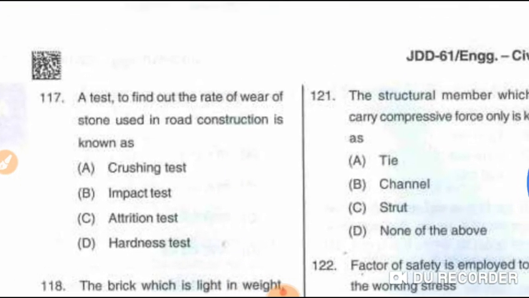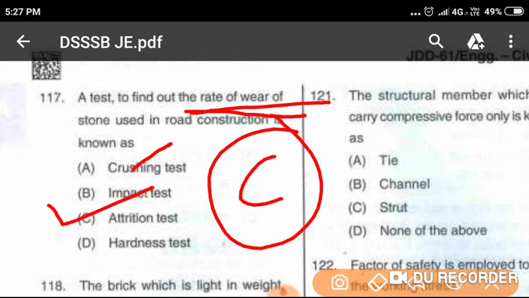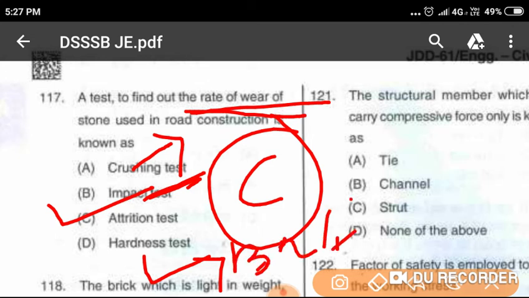117. A test to find out the rate of wear of stone used in road construction. The test for rate of wear of stone in road construction is the attrition test, so option C is the correct answer. Option A crushing test is for strength, option B impact test is for toughness, option C attrition test is for rate of wear, and option D hardness test is for brittleness.